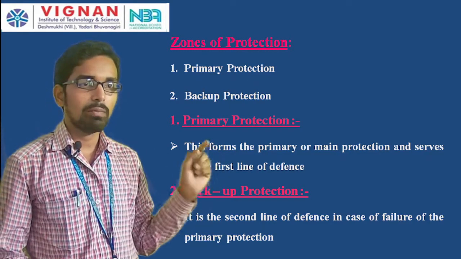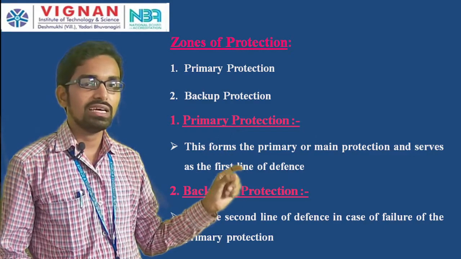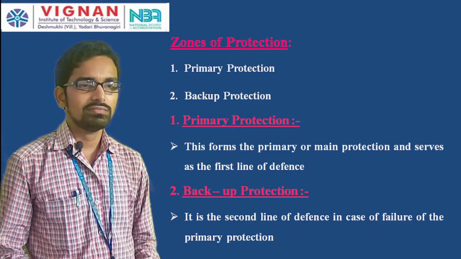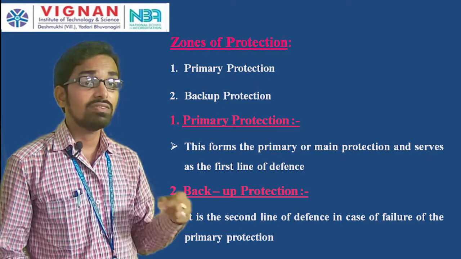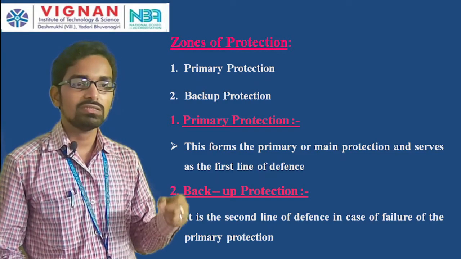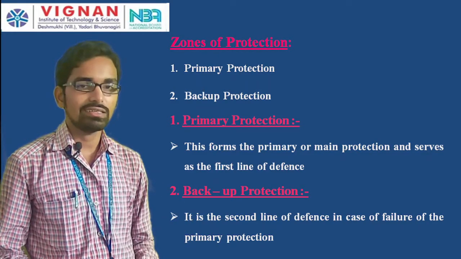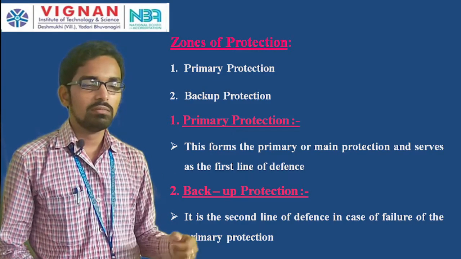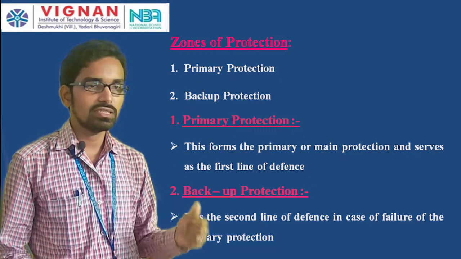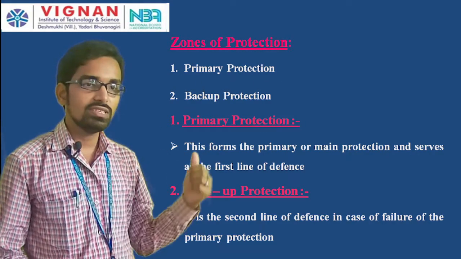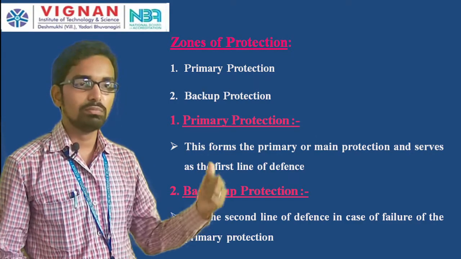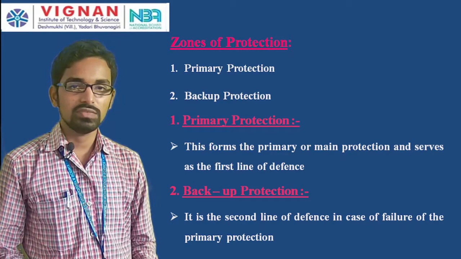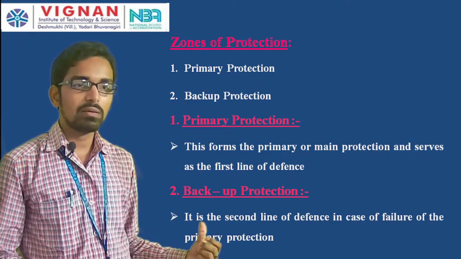This forms the primary or main protection and serves as the first line of defense. Whenever a fault takes place in the power system, it will act as the first line of defense. It acts depending upon the time delay which we provide for the relay. If this primary protection fails to operate, then the backup protection comes into action.